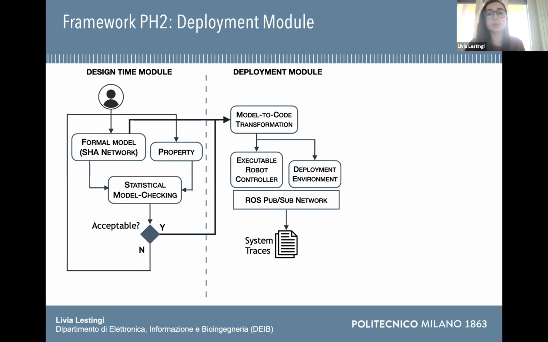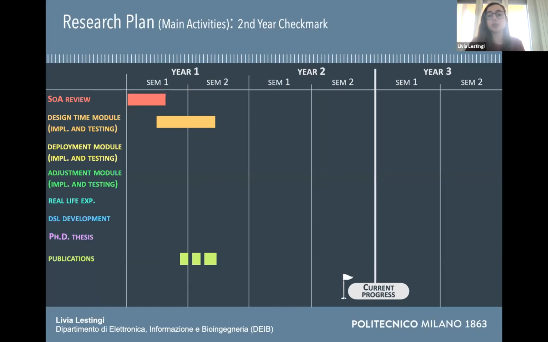So the main outcome of the deployment module is that, besides running or simulating the application, we get to collect a bunch of system traces of how our system behaves at runtime. So again, to update my research plan, developing and testing the deployment module was the activity that I carried out between the end of my first year and the start of my second year.